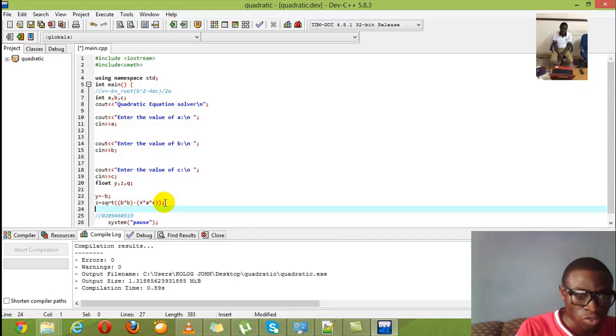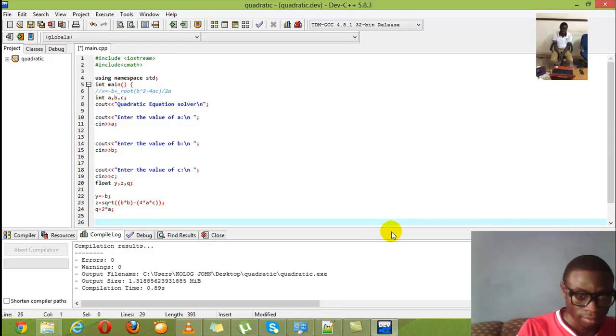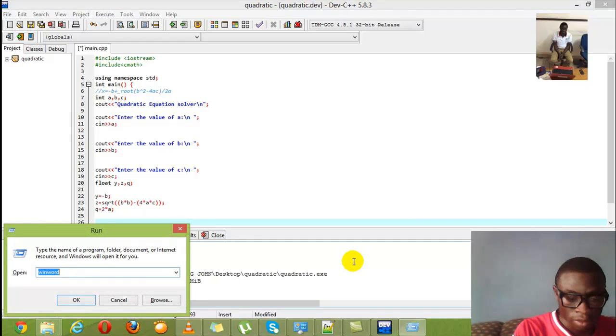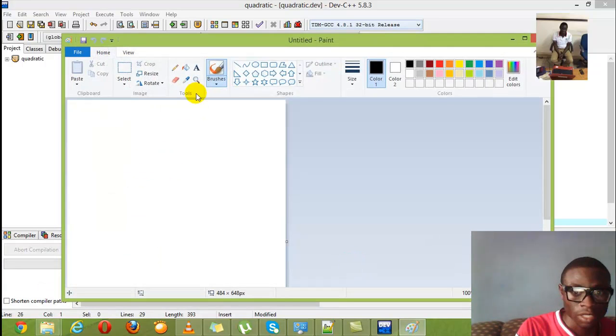The last one is going to be q, and q will hold the 2a, that is 2 asterisk a semicolon. Save it. So if you don't understand, let me do some demonstration here so you get it clear.